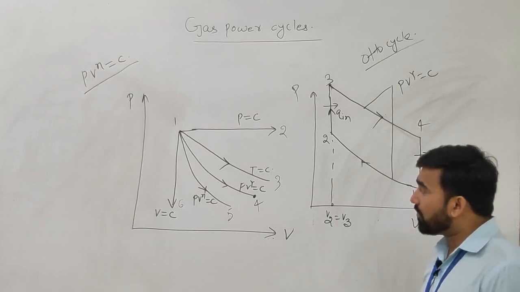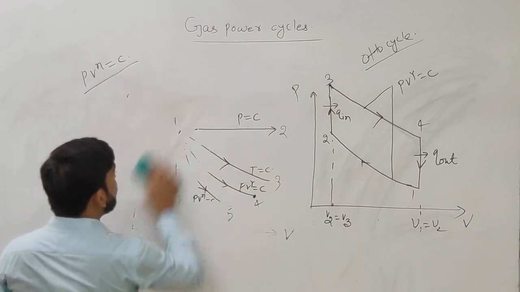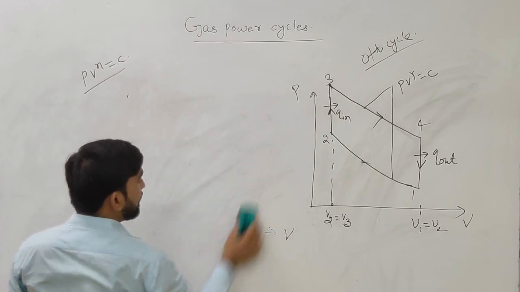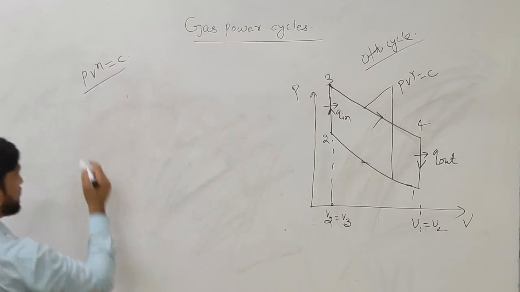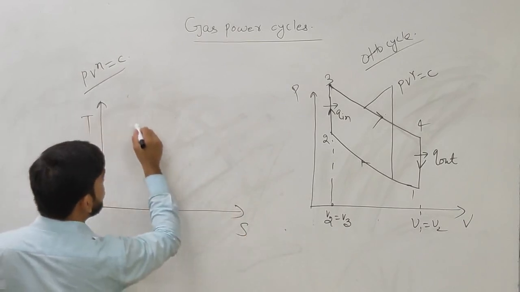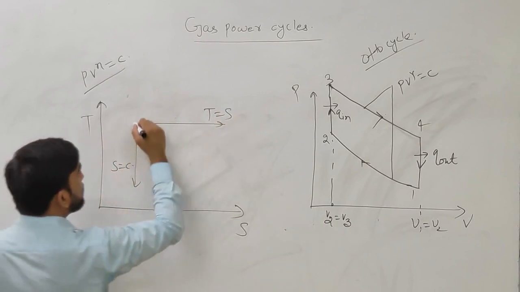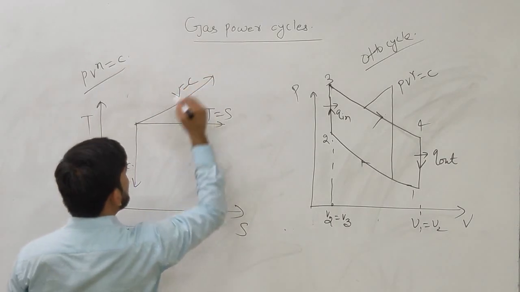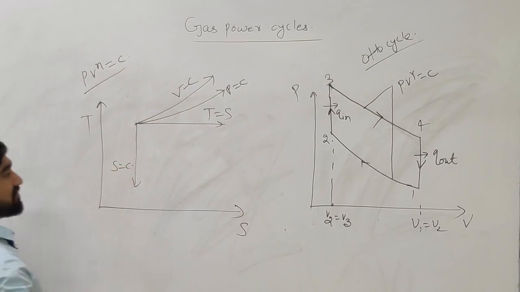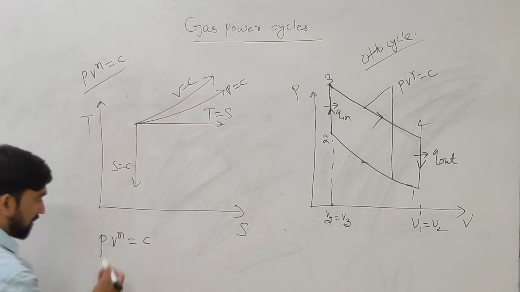And also with the help of TS diagram, let us see how we can draw the TS diagram for Otto cycle, diesel cycle and dual cycle. So here we know that in polytropic process the TS diagram is like this. This one is constant temperature, this one is constant entropy, this one is constant volume process, and here it is constant pressure process. And all these functional relationships can be drawn by PV to the power n equal to constant.